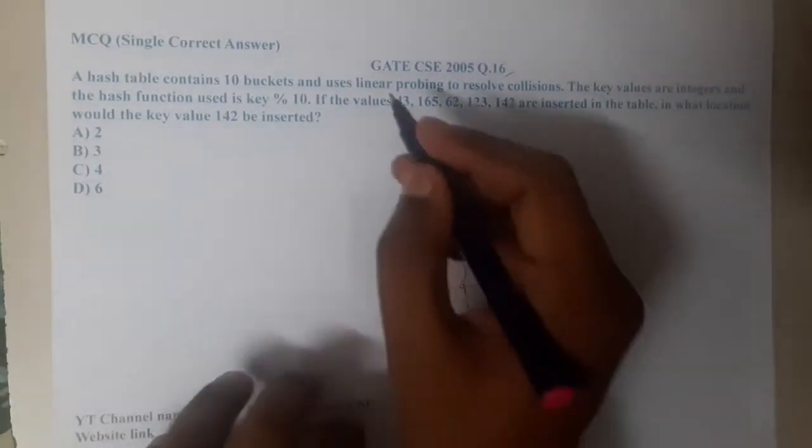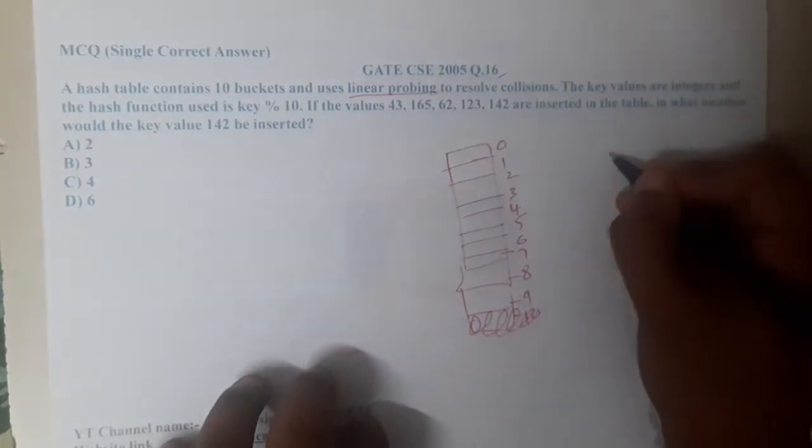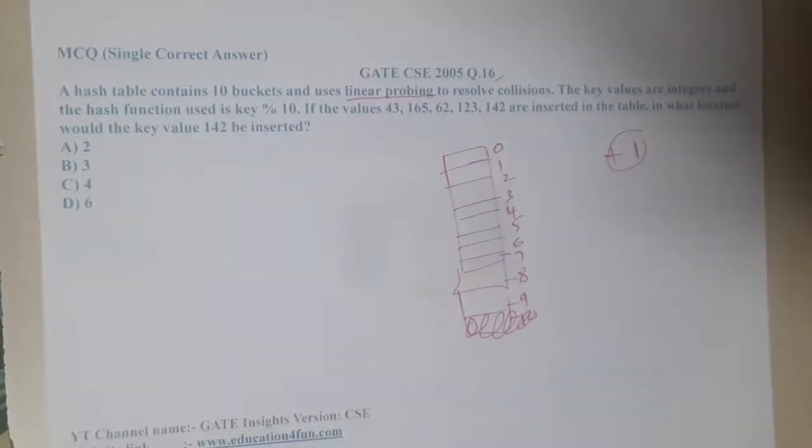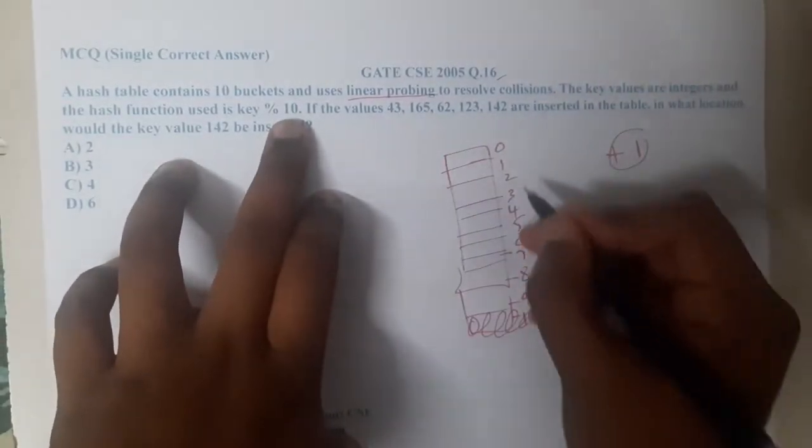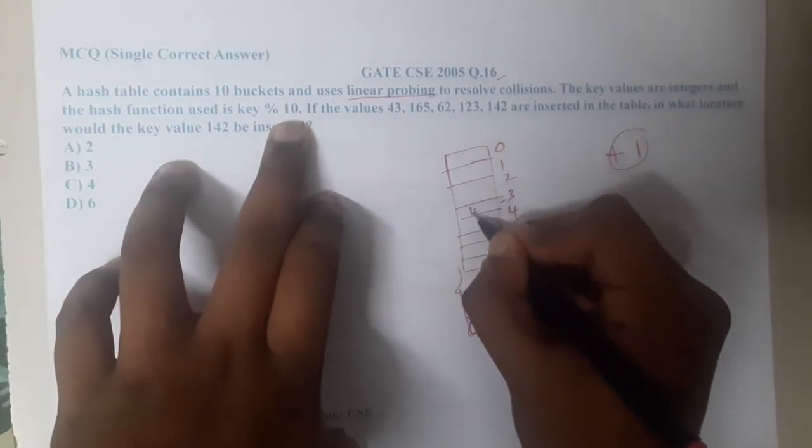So if there is any collision, we are using linear probing. I think everyone knows what is linear probing. So just to do +1. That's it. Okay. So the key values are integers that are inserted. So key mod 10. Okay. So 43. Where 43 will get slot guys? At 3rd slot, right? So for 3.